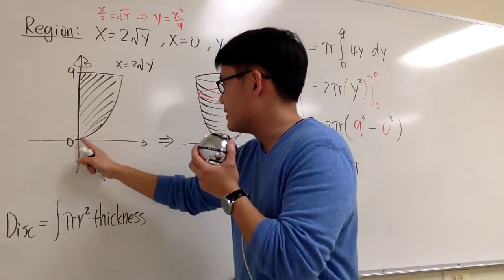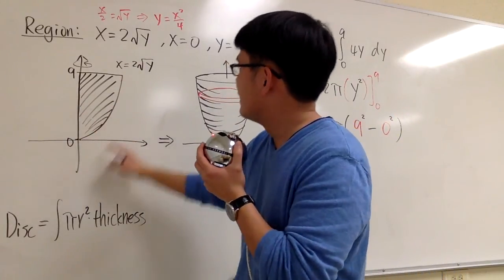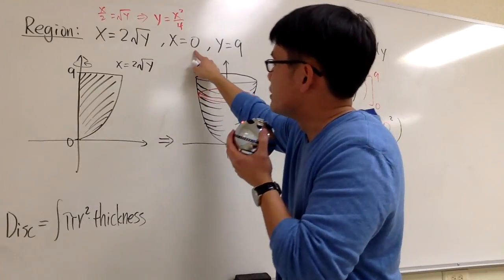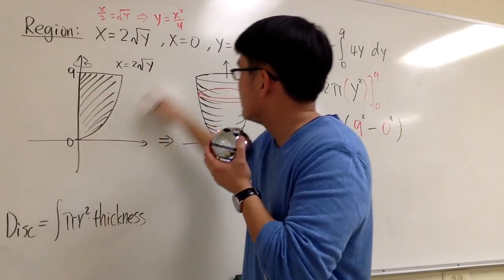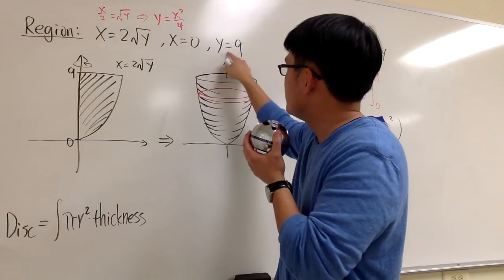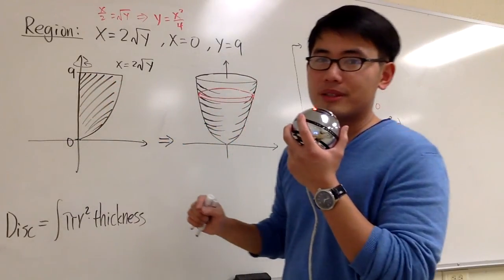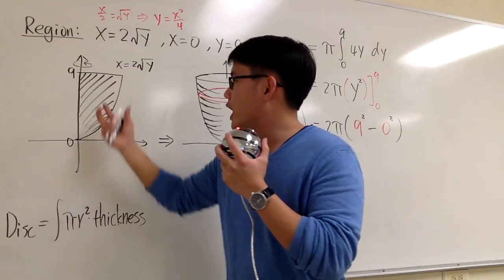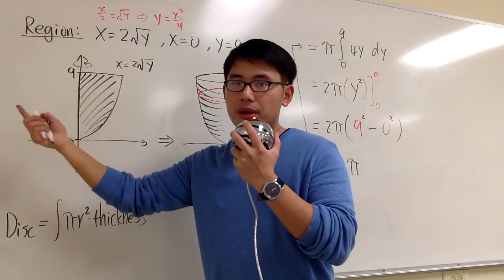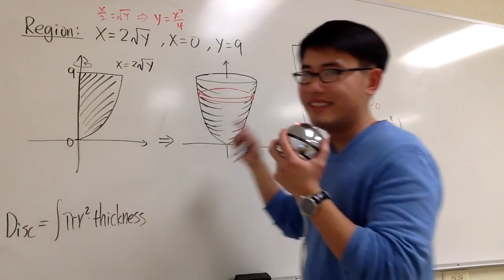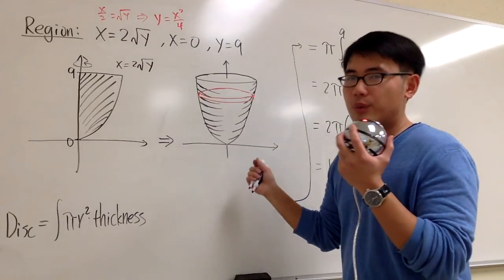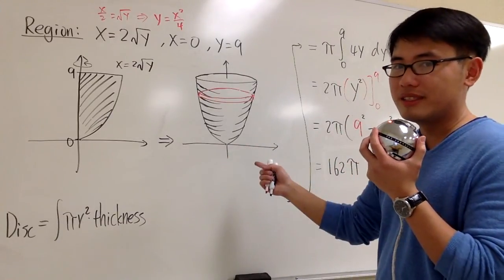However, this is just a graph, right? And x equals 0 is the y-axis, and the equation y equals 9 is just the horizontal line. So this is the region that we are talking about. What we want to do is take this region and rotate it about the y-axis, and this is the solid that we are going to get. And we are going to find the volume of this solid.